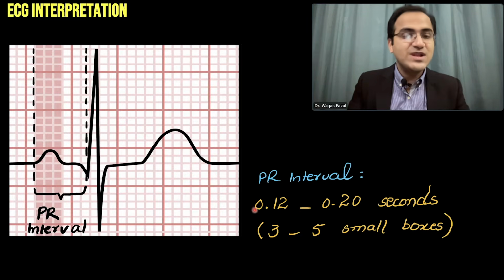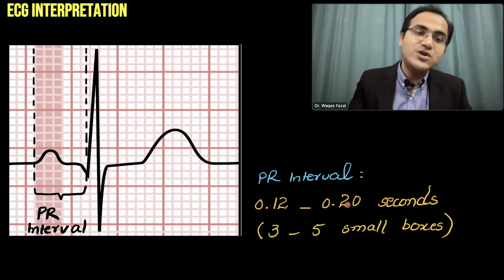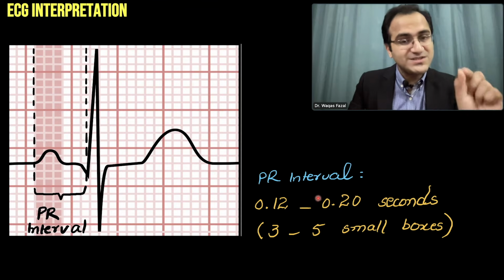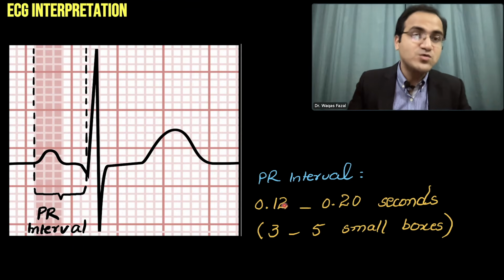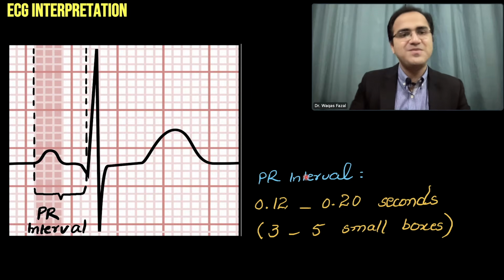Now, PR interval has a normal length of 0.12 to 0.20 seconds. A small box is equal to 0.04 seconds. So 0.12 second is almost 3 small boxes. 3 to 5 small boxes size is a normal PR interval.